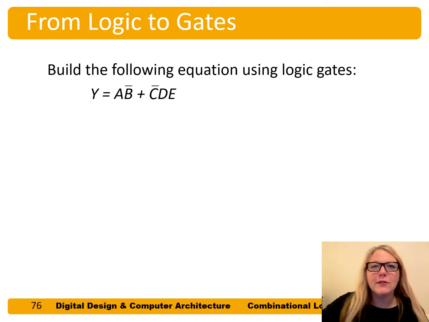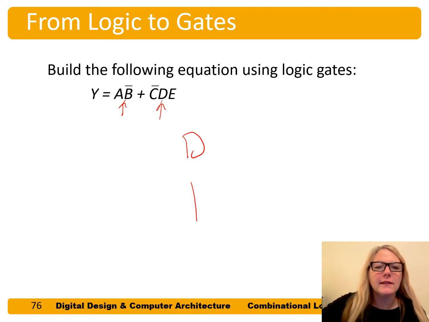Now let's talk about turning logic equations into gates. So here we have an equation y equals a and b bar, or c bar, d, and e. And so we see that we have two product terms, and so we'll put down two AND gates, and then we'll put our inputs from the left, a and, well, we need to invert b bar.